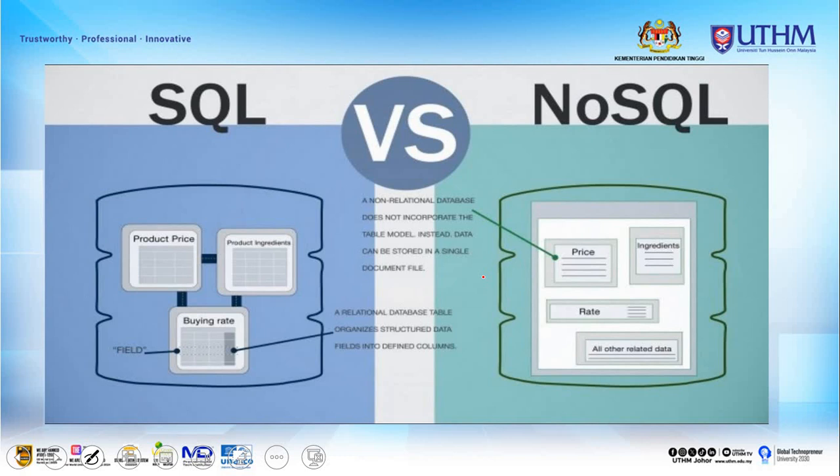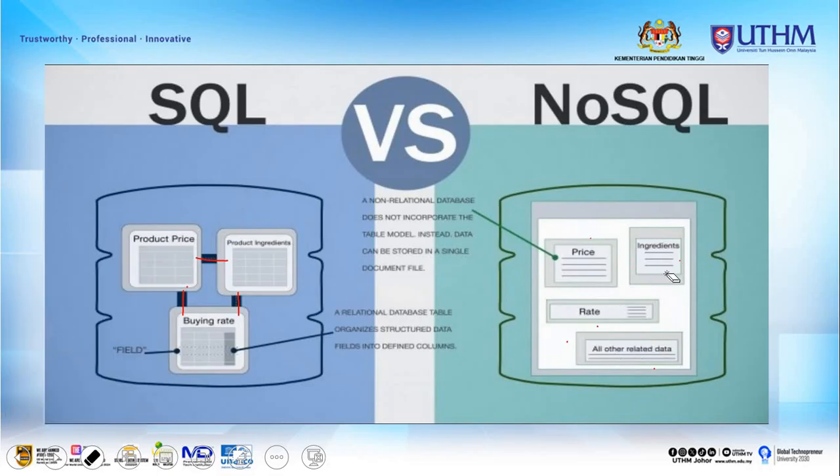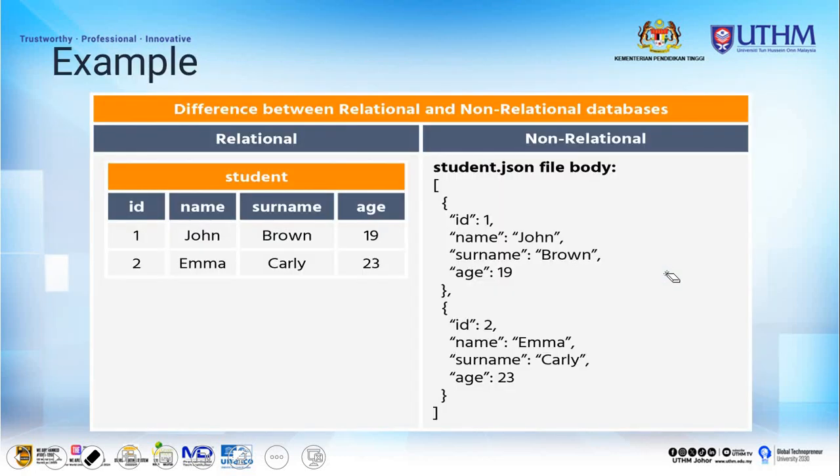This one is NoSQL versus SQL, so you can see. Product price is connected to product ingredient, product price is connected to buying rate, product ingredient is connected to other data. This is the relationship. But in NoSQL there's no such relationship. Is there any relationship between price and ingredients, ingredient and rate, rate and all other related data? There are no connections. That is the difference between NoSQL and SQL.